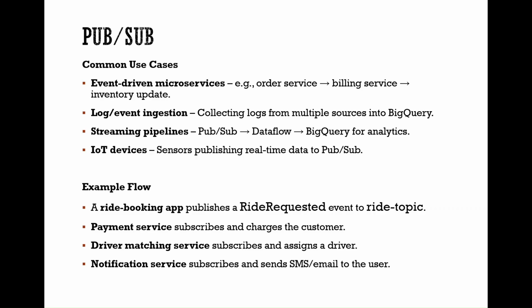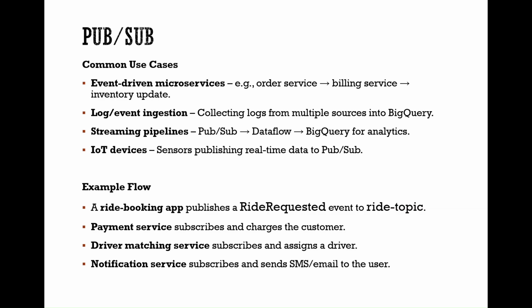Now let's take a real-world example. This example is all about booking a ride. Let's say a ride booking app publishes a ride request to a ride topic. So I have created a topic named ride topic, and the application has sent a ride request to the topic. What will happen when this ride request has been received by the topic? Now this ride topic has been subscribed to by three different services. First is the payment service, second is a driver matching service, and third is the notification service.